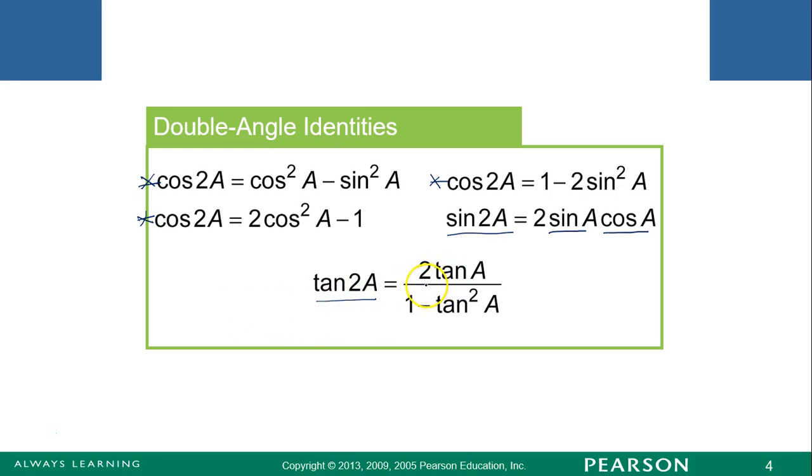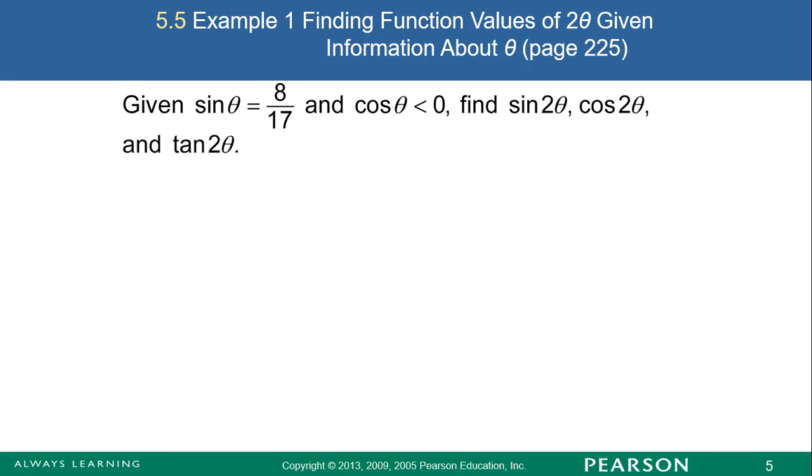Now I will say, if you know what sine of 2A is and cosine of 2A, then finding tangent of 2A, you can use this fact, that sine over cosine is equal to tangent. So if your problem states to find what cosine of 2A is equal to and then sine of 2A is equal to, well, divide those two numbers after you find them and you've got tangent of 2A. All right, so let's look at our first example here.